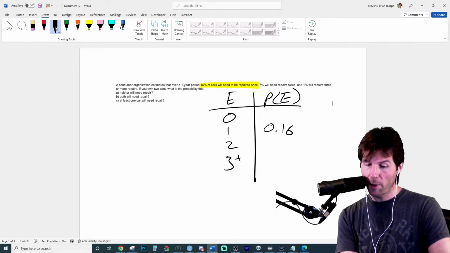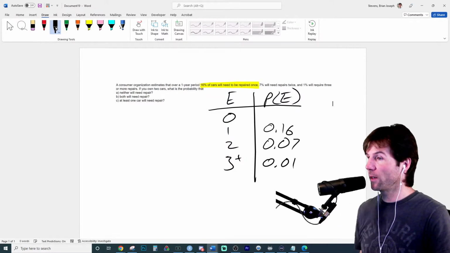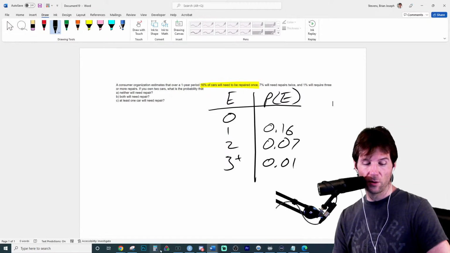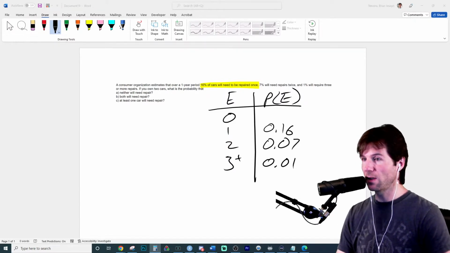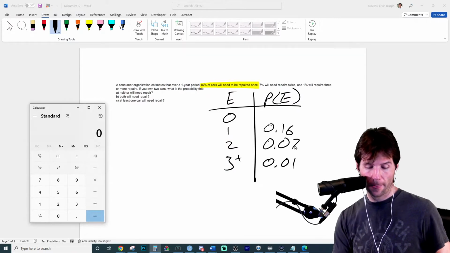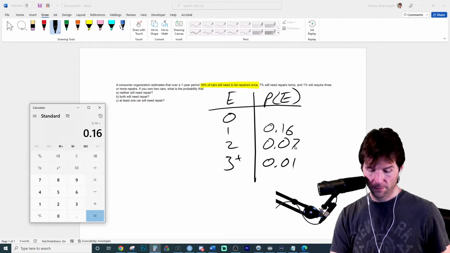And the probability of 2 repairs is next, 7%. And the probability of 3 repairs is 1%. Now, the important thing to know right here is it doesn't give you the probability of 0 repairs because it expects you to use one of our rules of probabilities that states the sum of the sample space, all of these have to add to 1. So let's start adding up right here.